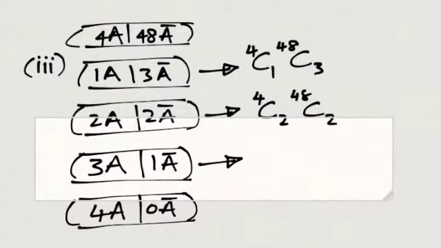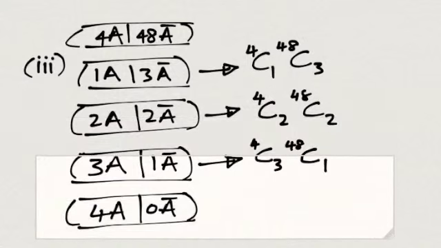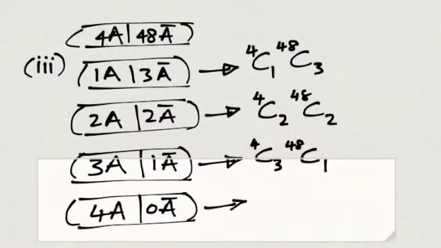In how many ways can we choose 3 aces and 1 other card? From a pool of 4, we can choose 3 aces in 4C3 ways. From a pool of 48, we can choose 1 other card in 48C1 ways. In how many ways can we choose 4 aces from a pool of 4? In 4C4 ways. And we can choose 0 other cards from a pool of 48 in 48C0 ways.